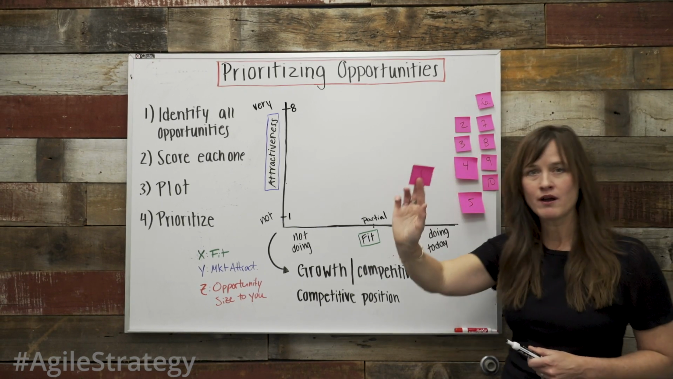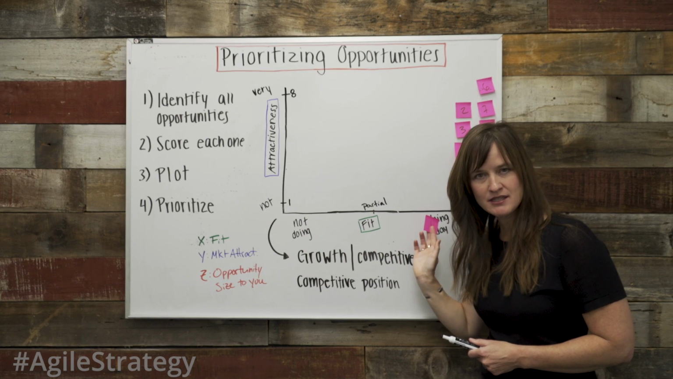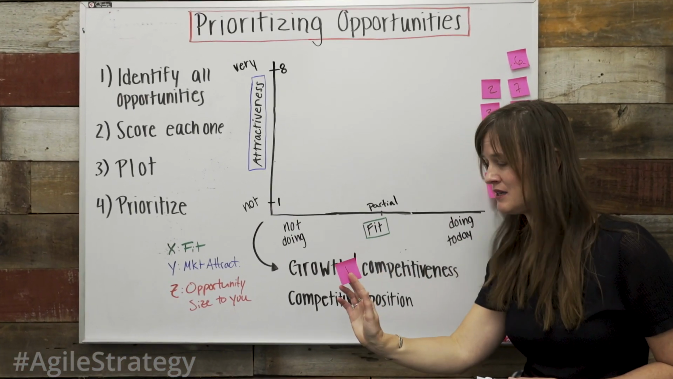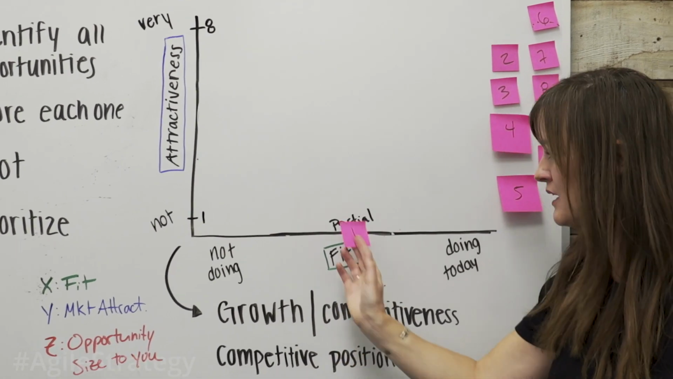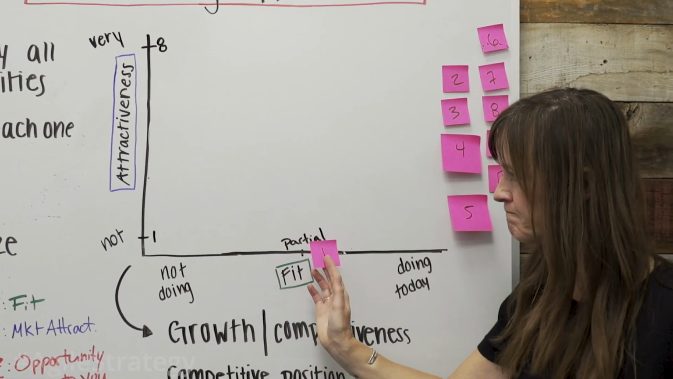Take opportunity number 1, whatever it happens to be. How close or far away is it from what you're doing today? Translation, do you have the capabilities to execute on this opportunity? Let's just say, for sake of argument, maybe you partially do.